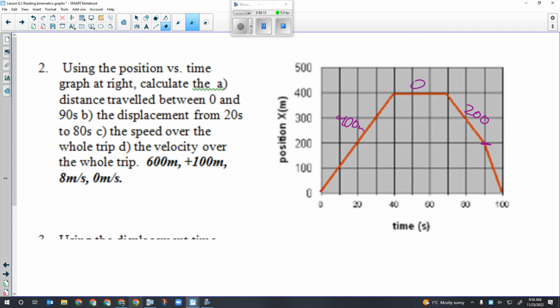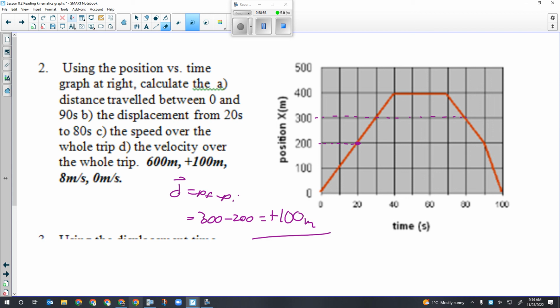They then want to know the displacement from 20 seconds to 80 seconds. So from 20 seconds, here's where I am at 20 seconds. That means my initial position is 200. And then to 80 seconds, this is 80 seconds, so my final position is 300. Displacement is final position minus initial position. 300 minus 200 is positive 100 meters. I have to put the positive on there because displacement is a vector quantity. All right with that?